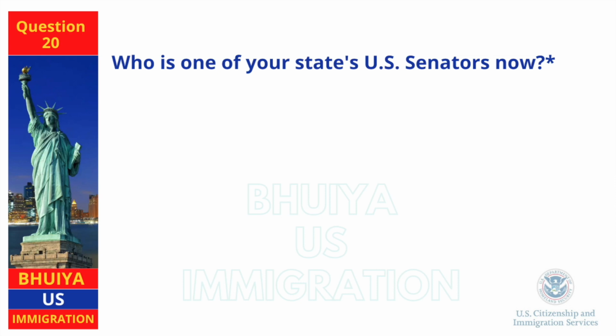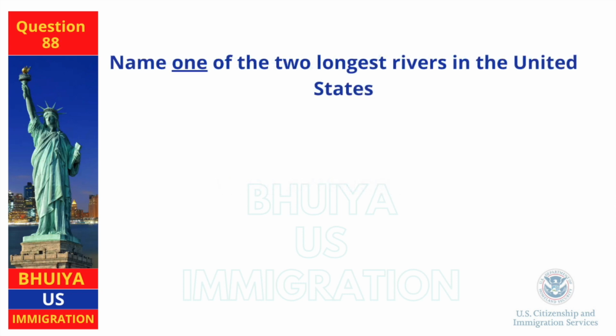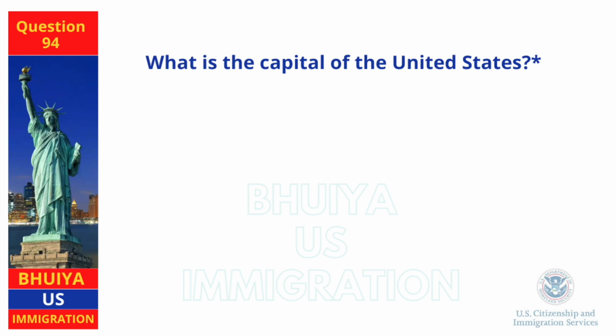Who is one of your state's US senators now? This answer will vary. Who was president during World War I? Woodrow Wilson. Name one of the two longest rivers in the United States. Missouri River. What is the capital of the United States? Washington, D.C.